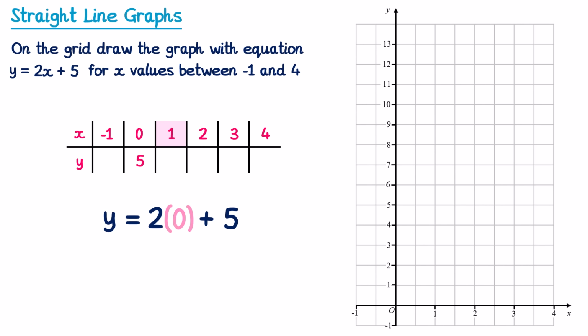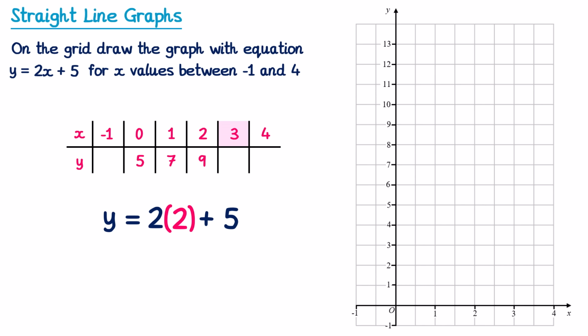So let's replace that x with a 1. We've got 2 lots of 1 plus 5. 2 lots of 1 is just 2. So we have 2 plus 5, which is 7. So if x is 1, y is 7. Now let's do when x is 2. So 2 lots of 2 plus 5. 2 2s are 4. So 4 plus 5, which is 9. So if x is 2, y is 9.